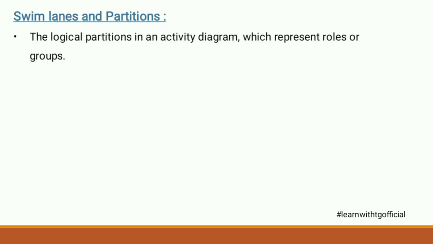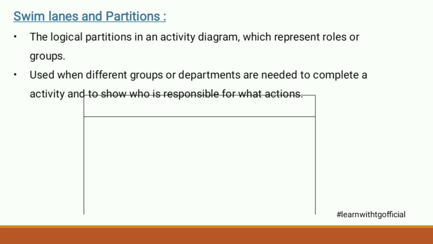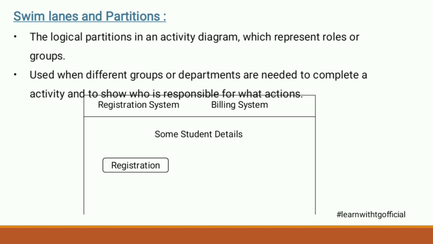Swimlanes and partitions. Swimlanes are the logical partitions in an activity diagram which represent roles or groups. They are used when different groups or departments are needed to complete an activity and to show who is responsible for what actions. For example, if a college or university has a registration system and a billing system, student details need to be sent from registration to billing.